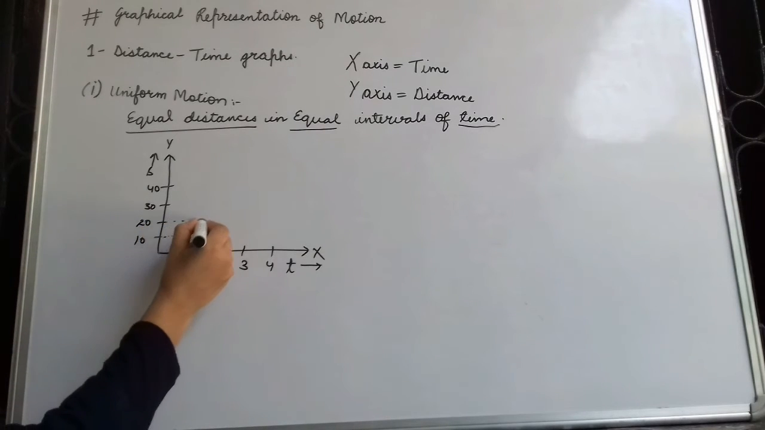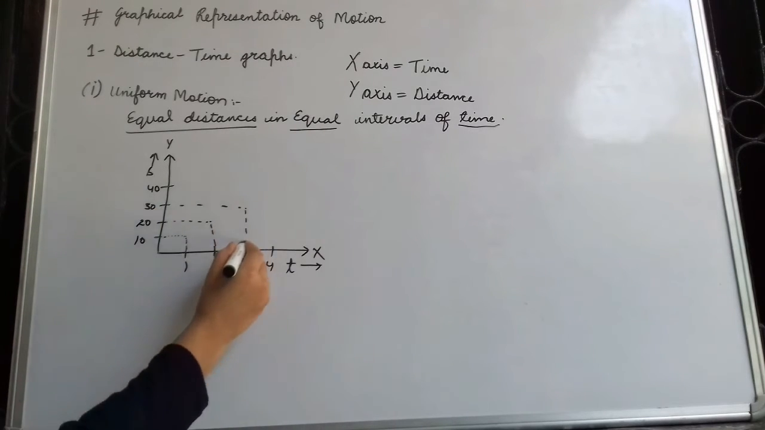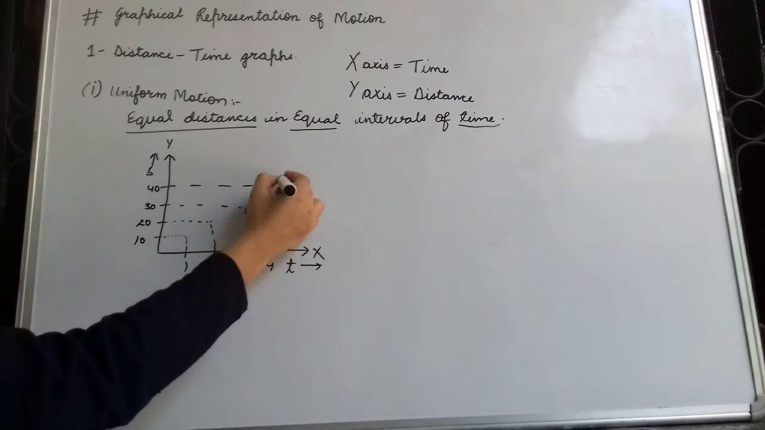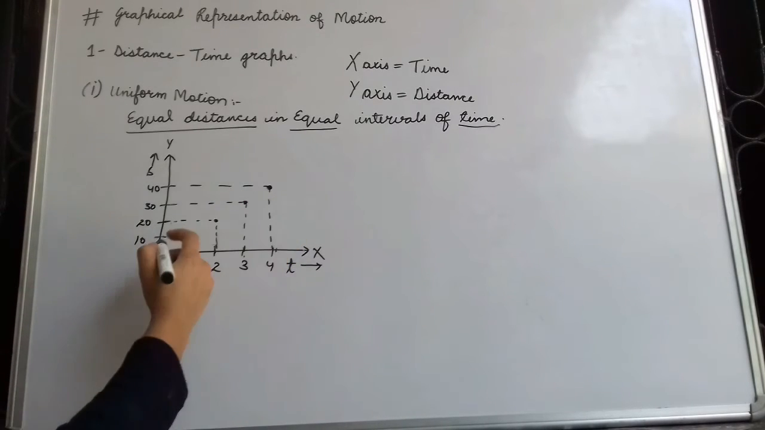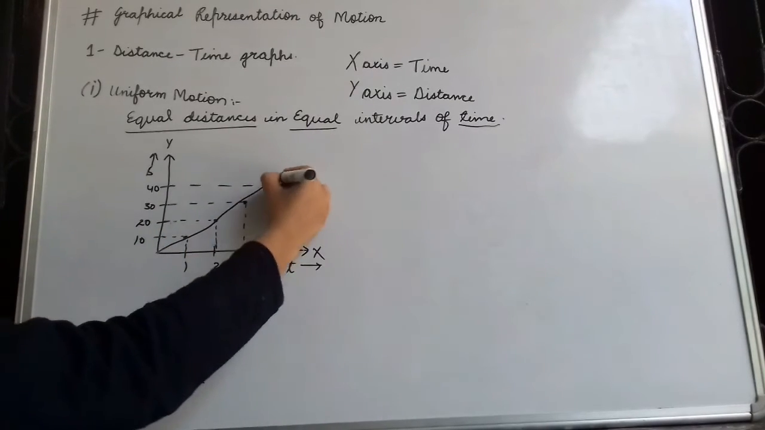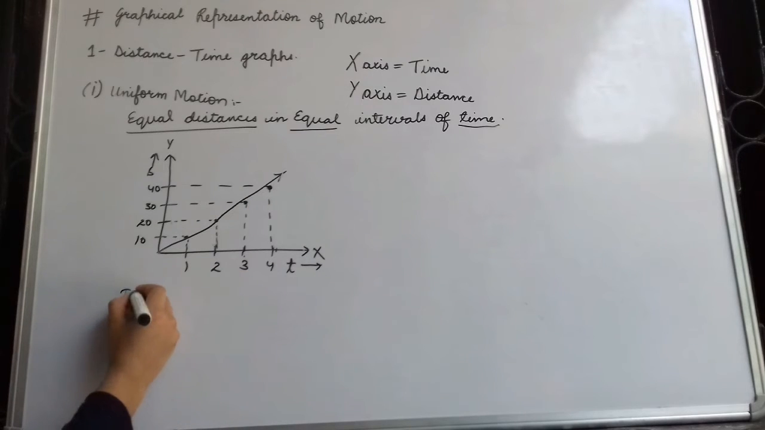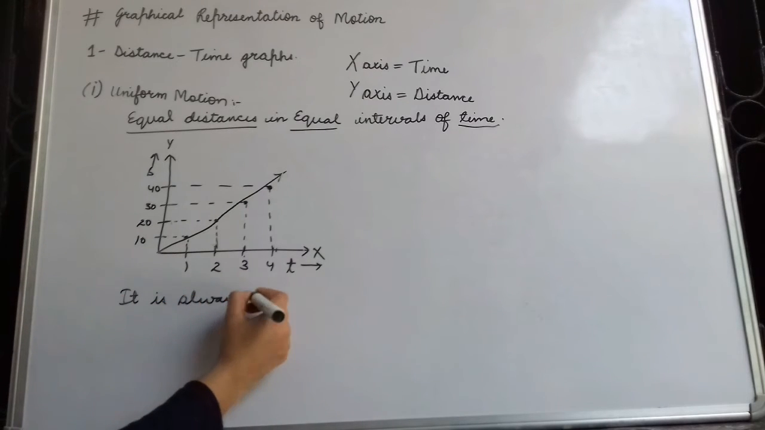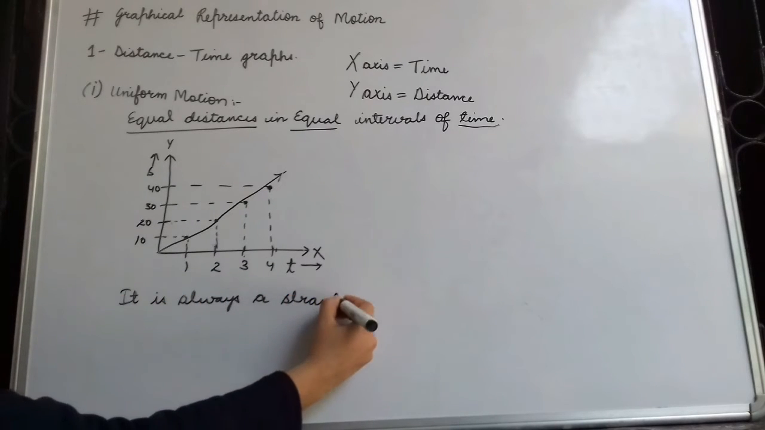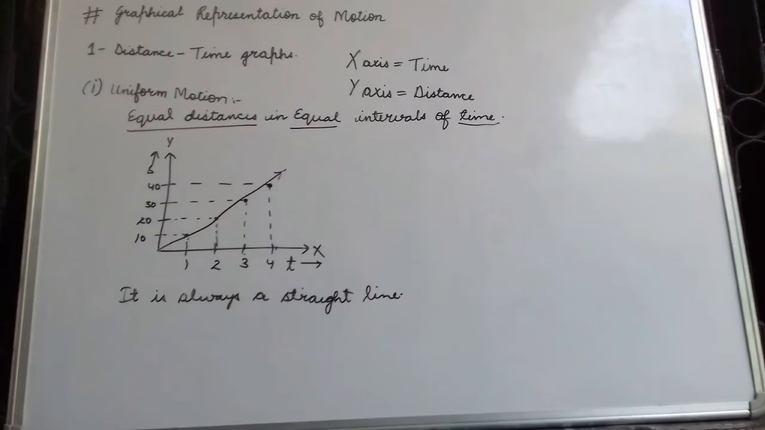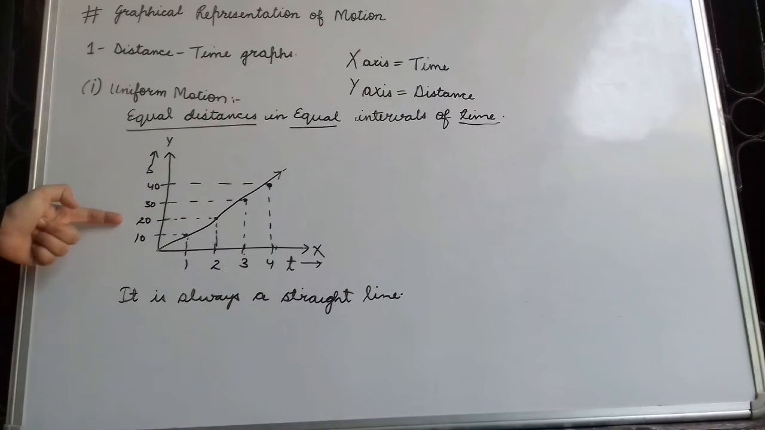Now it's equal distances, so if a body is covering 10 meters in the first second, then it will cover 10 more meters in the next second. So when we mark all the meeting points and join them, we will get a straight line. So we can say that the distance time graph is always a straight line for uniform motion.